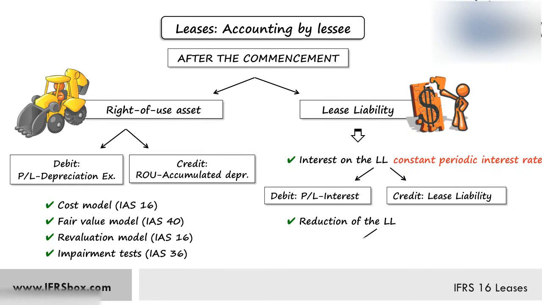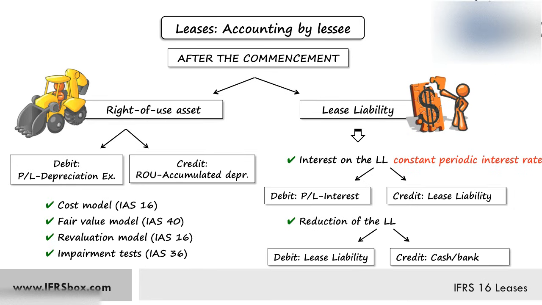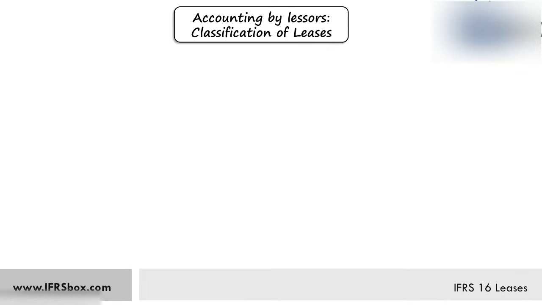So the entry is to debit the lease liability and credit cash or bank account. Of course, lessee needs to adjust lease liability for some modification of contract if applicable. Now let's take a look at accounting for leases by lessors. Here, nothing much really changed comparing the previous standard. It means you need to classify the lease first and then account for it based on the classification.